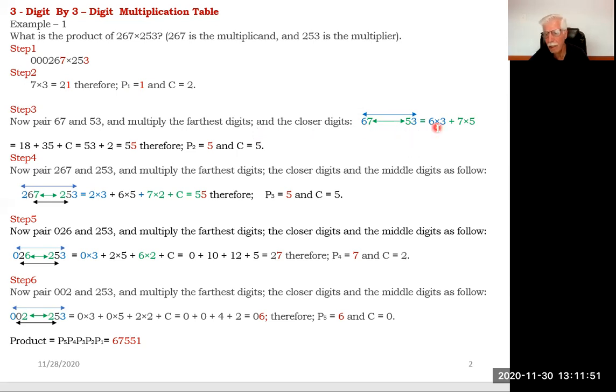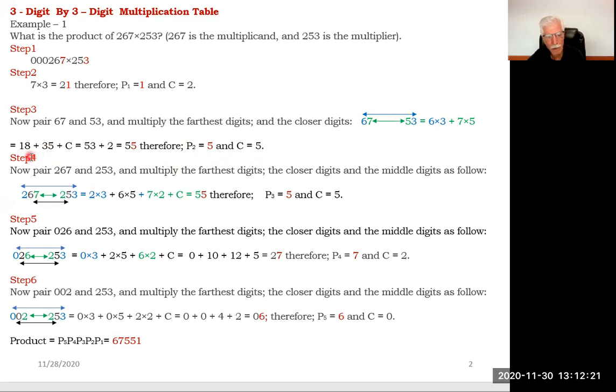6 into 3 is 18, 7 into 5 is 35, and we have 2 as the carryover from step 2. Now, if we add up all these, we obtain 55. 5 is the second digit of our product from the right-hand side, and we show that with P2. And this 5 is the carryover to the next step.